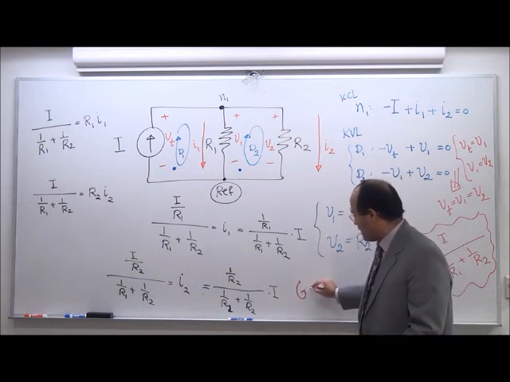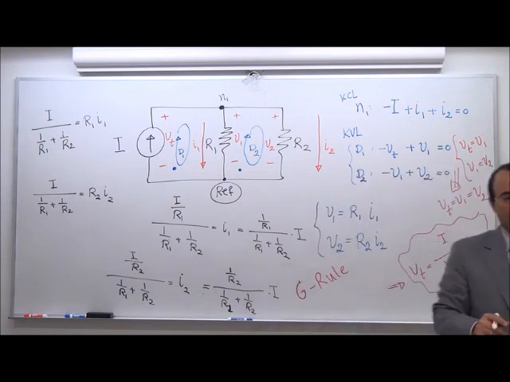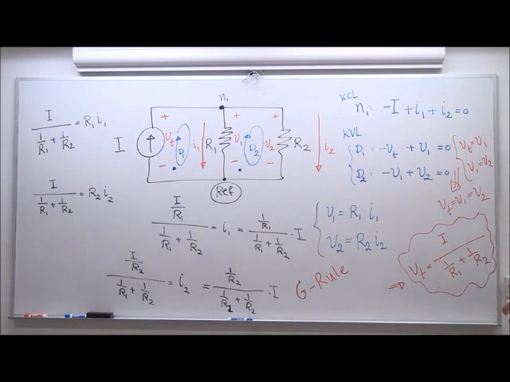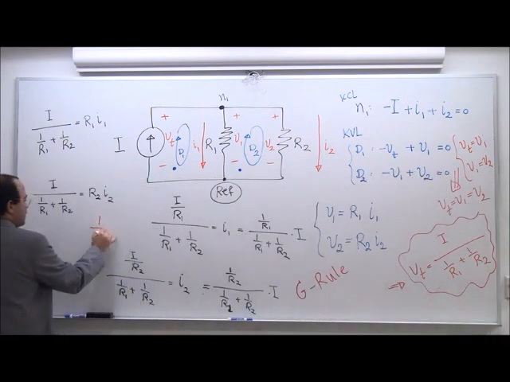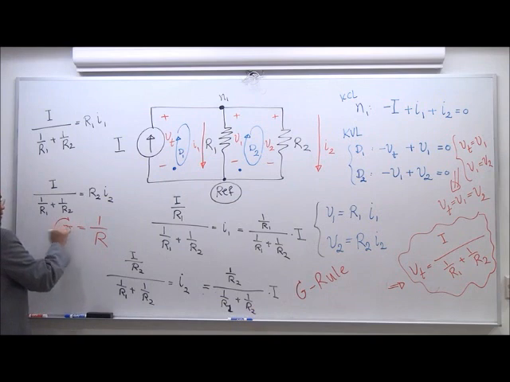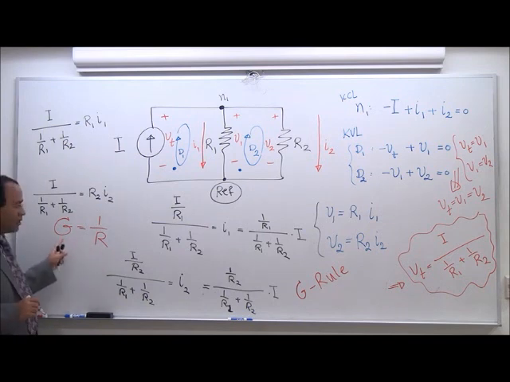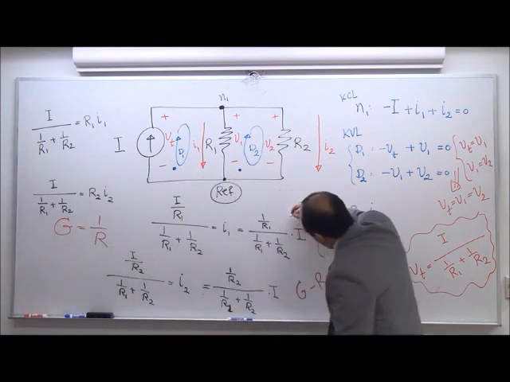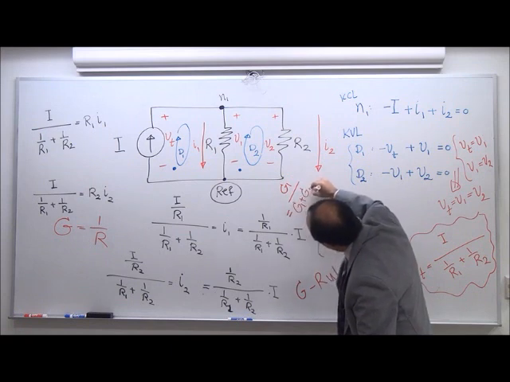Why do I say G rule? One of the things I should have mentioned earlier is that a resistor is defined by R, and the inverse of R is noted as G. If R goes to infinity, which is an open line, G becomes zero. If R is zero, which is a short line, G becomes infinity. But that's a different matter. This one is going to be equal to G1 divided by G1 plus G2 times I.